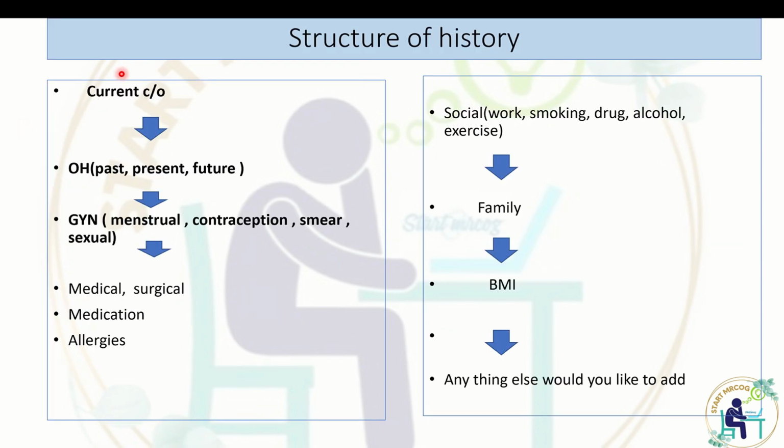Structure of history: we have current complaint, obstetric history, which includes the past pregnancies, whether full-term pregnancies, miscarriages, or terminations, current pregnancy and future pregnancy wish, gynecological history, including menstrual history, contraception, smear and sexual history, past medical, surgical, medication, allergies, social history, including work, smoking, drug, alcohol, and exercise, family history, BMI, and at the end, ask her if she has anything else she would like to add.